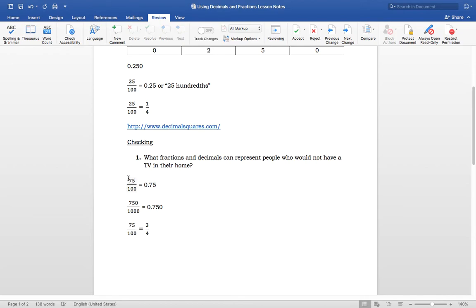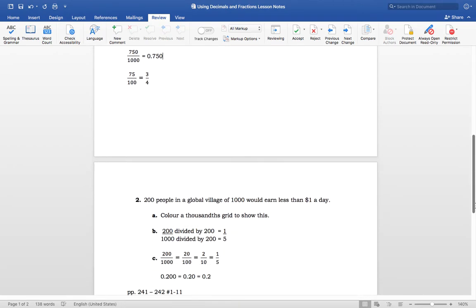But we also know that 75 cents is 3/4. So 75 out of 100 is 3/4. So we can say that 75 out of 100 is equal to 3 over 4. So the decimals and fractions that we can make out of this are the following: 75 out of 100, 750 out of 1,000, 3 over 4. Those are our fractions. And for our decimals, we got 0.75 and 0.750. Let's move on to number 2.